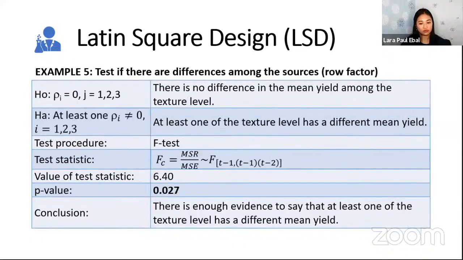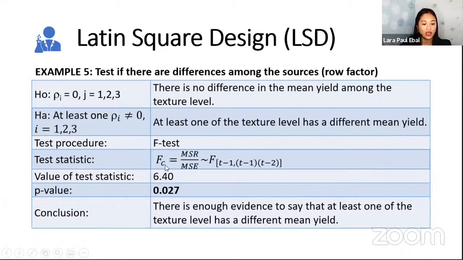Now, next is the test for the row factor. So if we consider the soil texture gradient as our row factor, H0 now is no difference among the texture levels versus HA, at least one of the texture levels has a different mean.